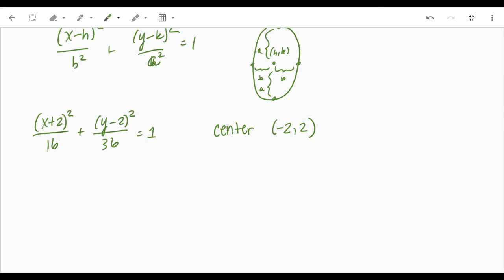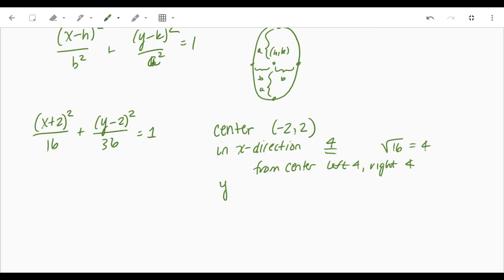Okay. And then in the x direction, from there, we're going to go 4, because we have the 16 in the denominator of your x term. The square root of 16 is 4. So from that center, we'll go left 4 and right 4. And then for our y direction, we want the square root of 36. So we'll go up 6 and down 6.